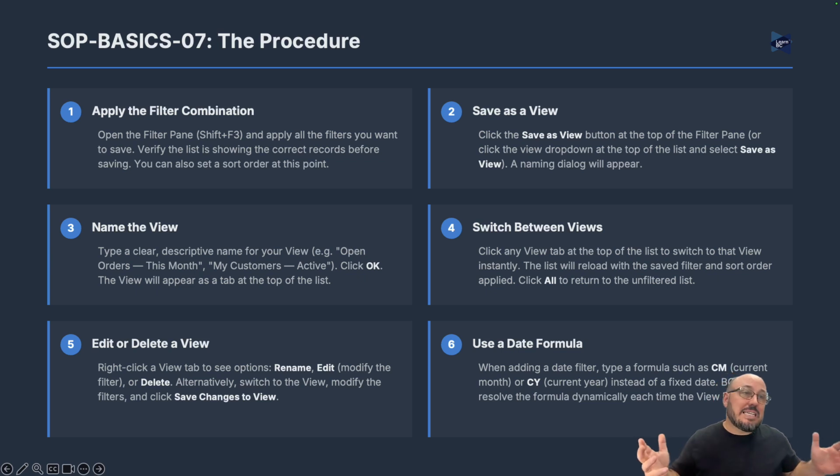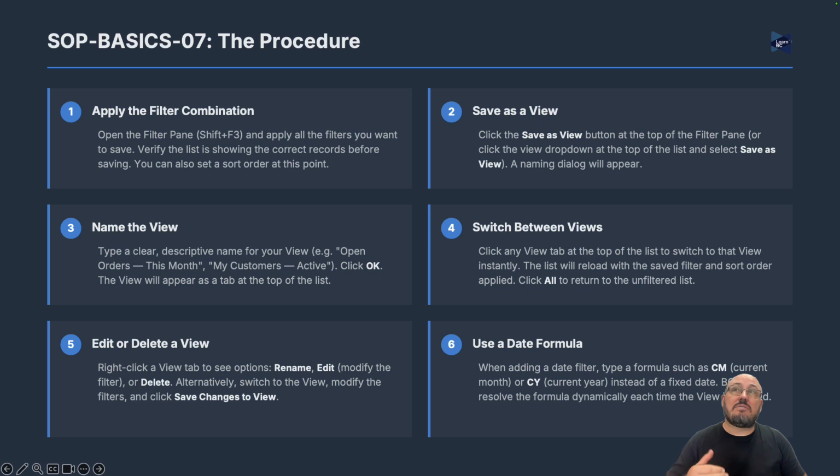So the 6 steps we're going to go through here is, step 1, applying the filter combination. So opening the filter pane and applying the filters you want to save. Verify the list is showing the correct records before you save. Step 2, saving it as a view.